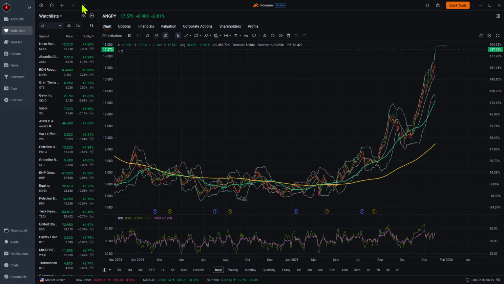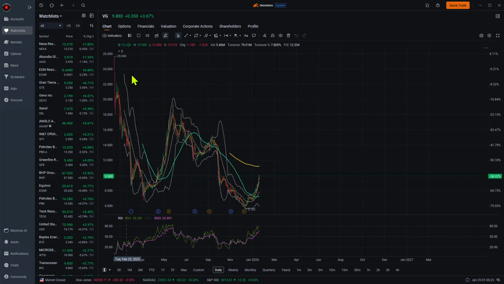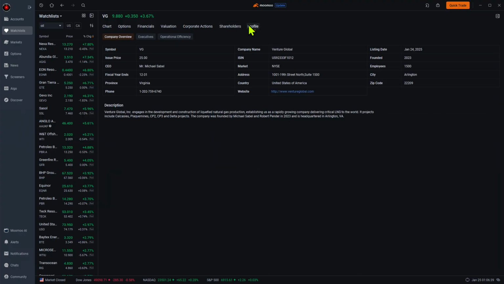VG. Venture. That looks good. I mean, it looks good to close this gap, at least, I would think, to 13.16. What do these guys do? Liquefied natural gas.